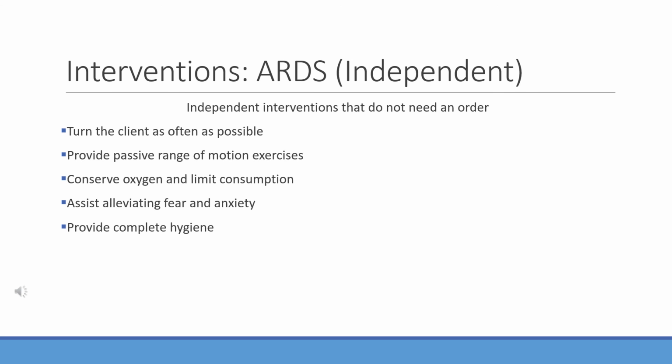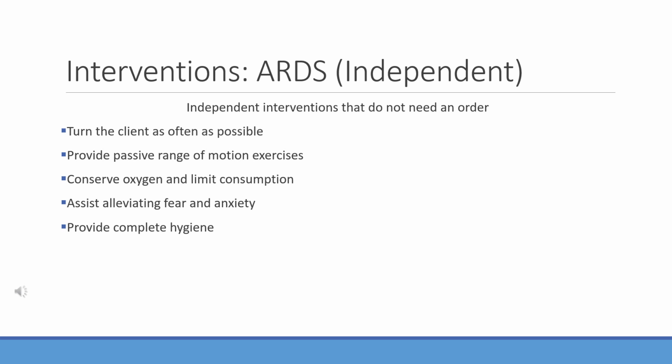Here are some additional independent interventions. And again, by independent interventions, that means we do not need a doctor's order to carry them out. So turn the client as often as possible. This helps to increase ventilation and perfusion to all areas of the lung. It also helps to prevent skin breakdown. Provide passive range of motion exercises. This helps to prevent contractures.